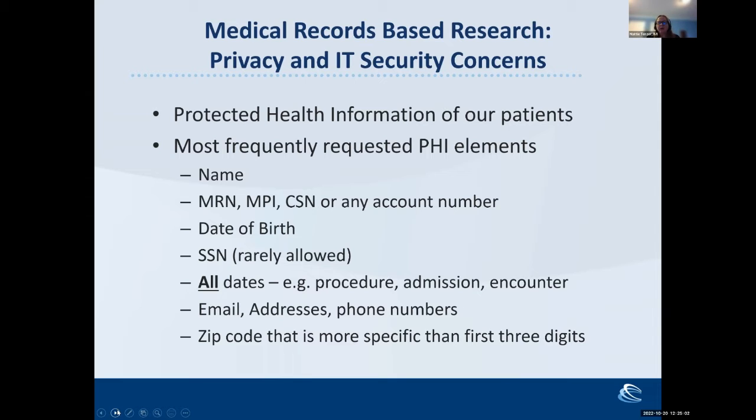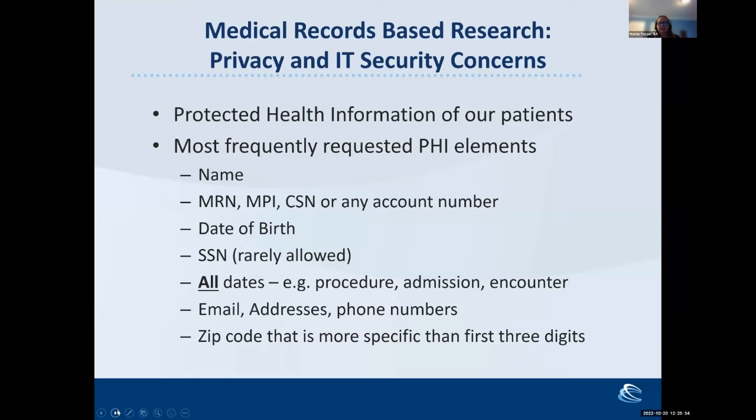I think everybody commonly recognizes that a patient name is PHI. People don't always think about the medical record number, the master patient index, the account numbers, the encounter numbers, which is the CSN, that's actually PHI. It's obviously harder to take a look at a number and know who that patient is, but it is considered to be PHI. Not just date of birth, but all dates are PHI. So that's every procedure, every admission, every encounter date, any time of medications given. All those dates are actually considered PHI.